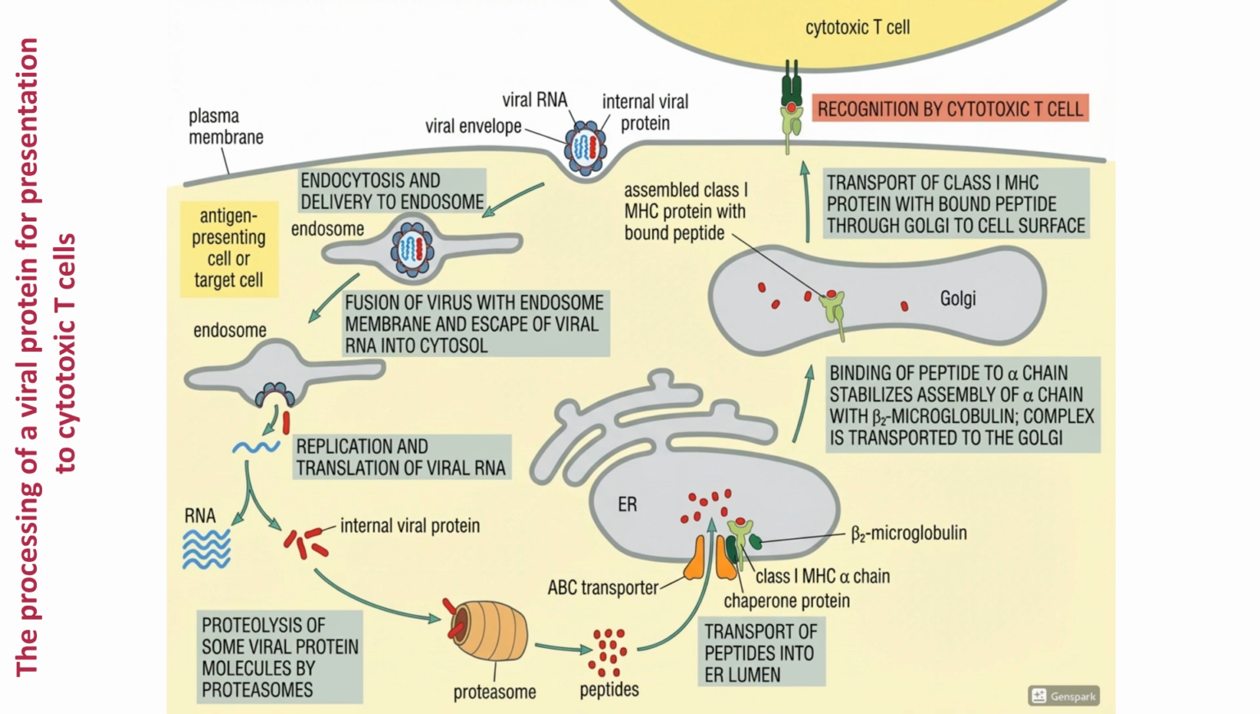On the cell surface, the peptide MHC class I complex is recognized by cytotoxic T cells. The CD8 molecule on these T cells binds to MHC class I, stabilizing the interaction. If the T cell receptor recognizes the viral peptide, the cytotoxic T cell becomes activated and kills the infected cell, preventing viral replication and spread.